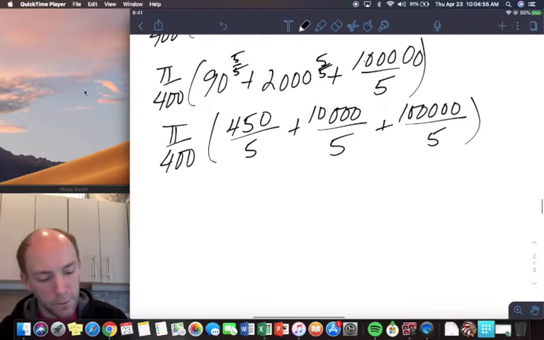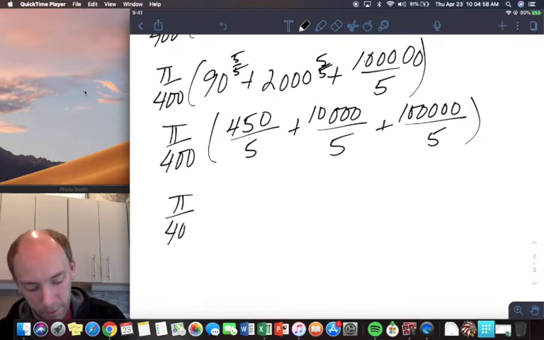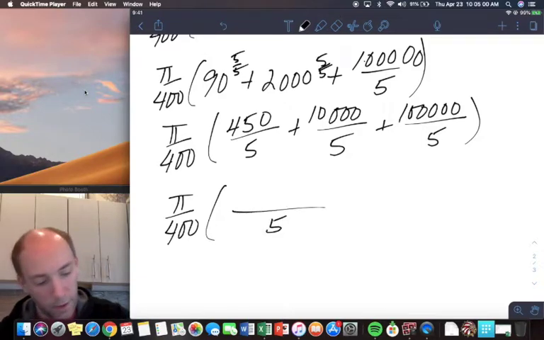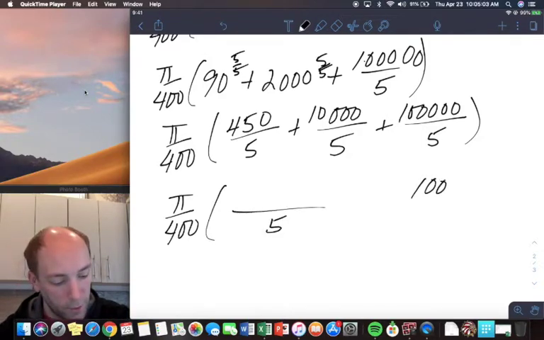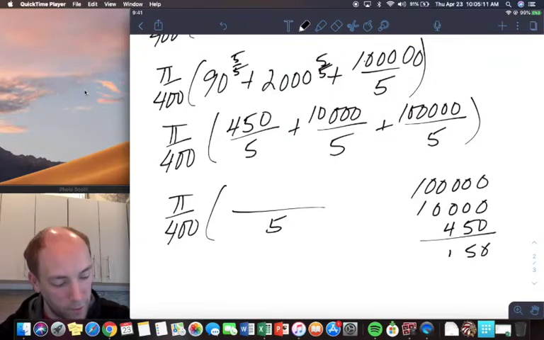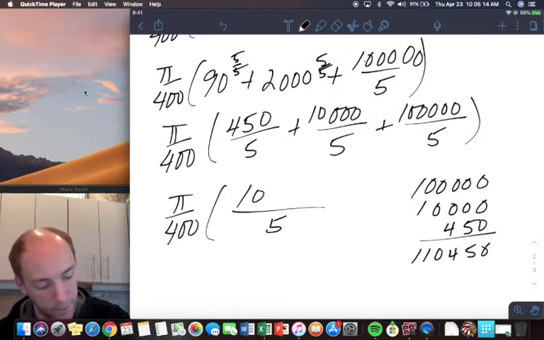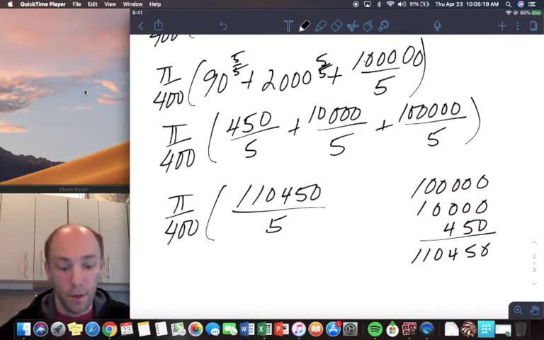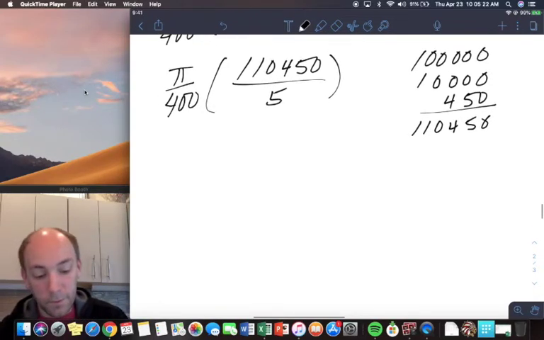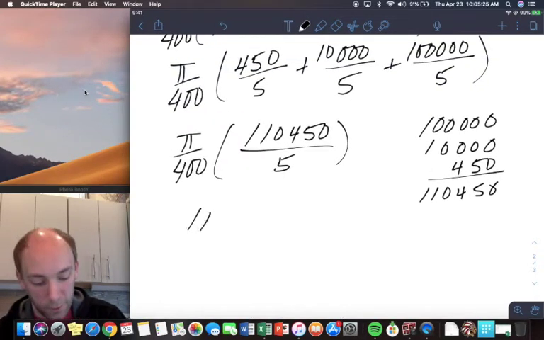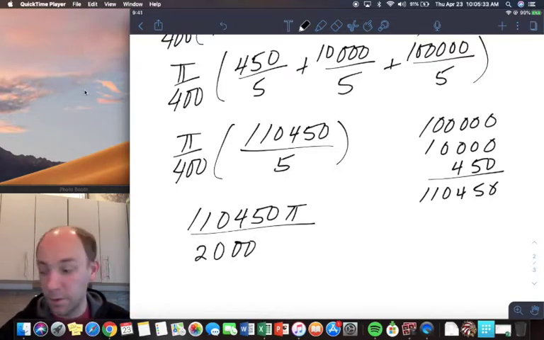Okay. Let's keep going, pi over 400. Adding these together I get 110,450 over 5. Multiplying straight across, 110,450 pi over 2,000. 20 and then 2 zeros, yep.